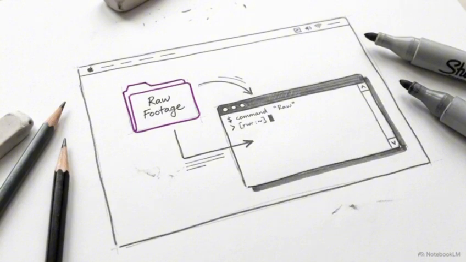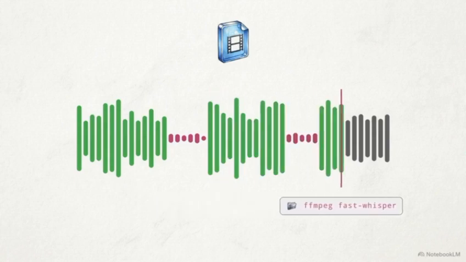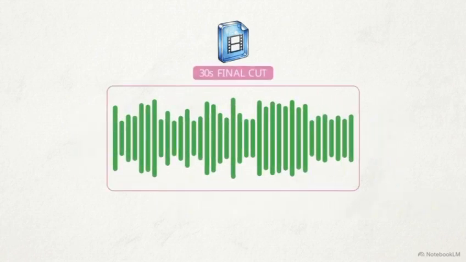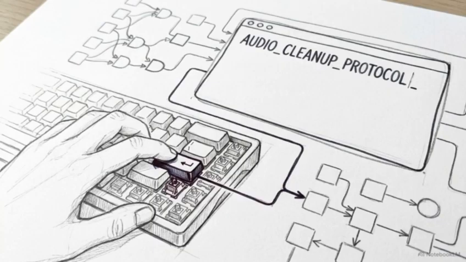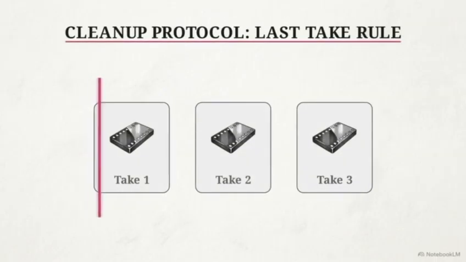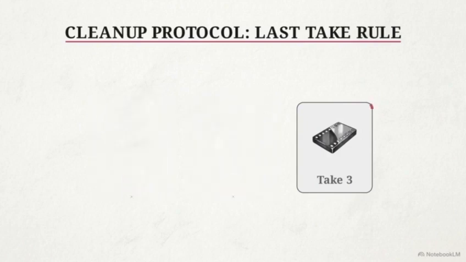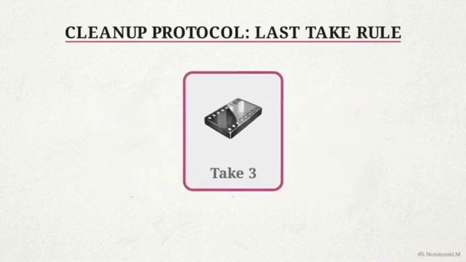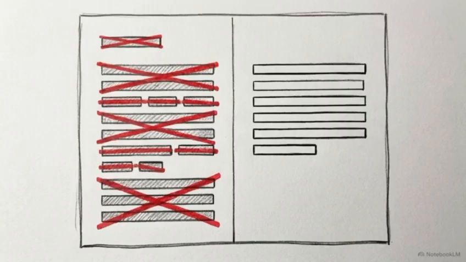Step 1 is the cleanup protocol. You give Claude the file path to your raw footage, with explicit text instructions to locate and remove all silences and dead air. To handle verbal mistakes, you instruct the agent to apply the last take rule. If you stumble and repeat a phrase, the system automatically deletes the aborted attempts and keeps only the final clean delivery. This document is the agent's output.